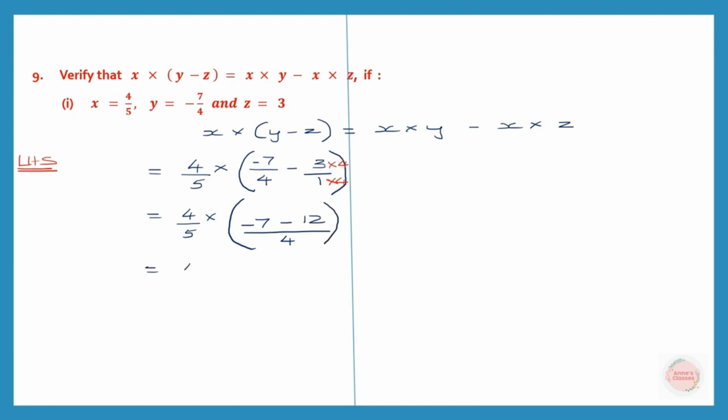Let's continue. This is 4 by 5 into minus 7 minus 12. The signs are the same. So we put the same sign and we add, 7 plus 12 is 19. So we have minus 19 and in the denominator we have 4. Now let's cancel. We can cancel 4 and 4. So what do we have left now? In the numerator minus 19, in the denominator 5. So this is what we got on the left hand side.